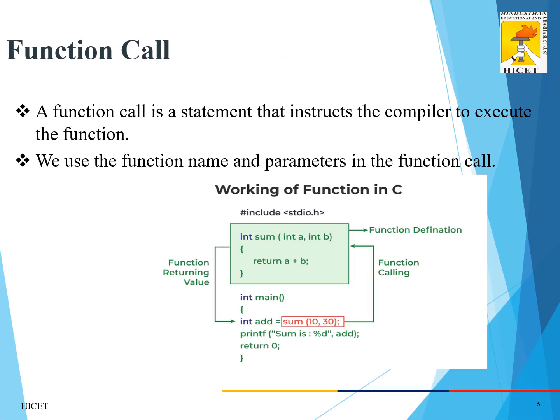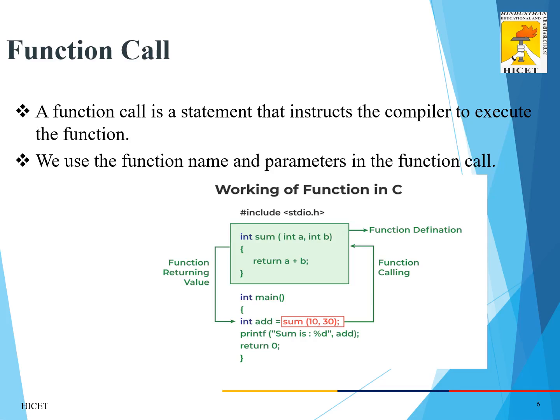Okay, now let's learn about function calls in C. A function call simply means we are telling the compiler to run the function. We do this by using the function name and passing the required values, which are called parameters. For example, in this code shown here, we have a function called sum that takes two numbers, a and b. It returns their addition. Inside the main function, we are calling the sum function like sum(10, 30). That means we are sending 10 and 30 to the function. It adds them and gives the result 40.